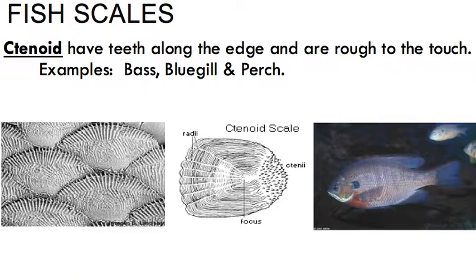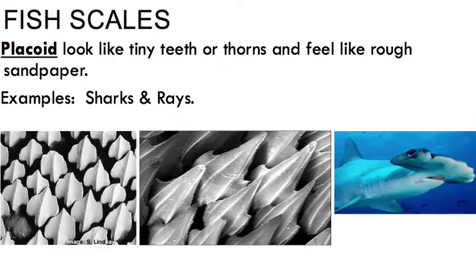Then there's ctenoid scales, which have teeth-like edges to them and are rough to the touch. So bass, bluegill, and perch are going to have these, and you can see here in this close-up that they do indeed have this rougher texture to them versus the previous slide, which had the very smooth texture.